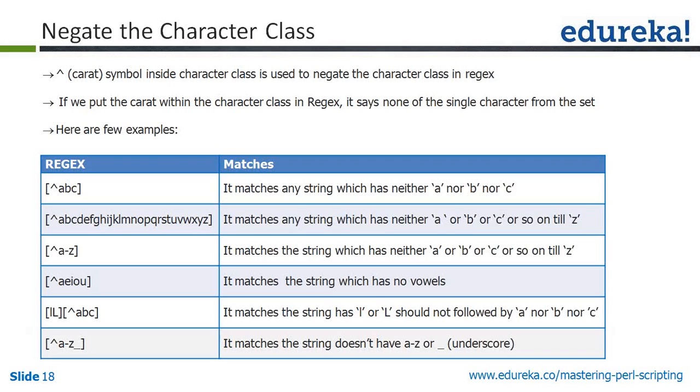Now negate is just the opposite of that. For example, if I say the string does not contain ABC, I say negate or caret of ABC. If I say the string does not contain any alphabet, I say negate A to Z. Similarly, negate A, E, I, O, U. I say L followed by not A, B, C. It says the string should have small l or capital L followed by none of these characters, neither A, neither B, neither C. Similarly, we can also have it like this, not A to Z.